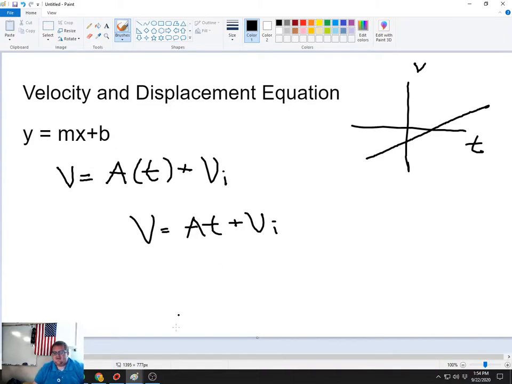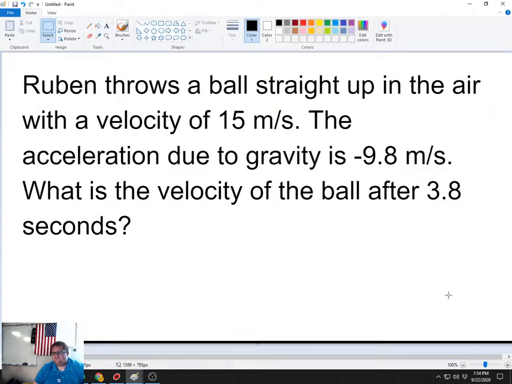Okay, so can we apply this? Let's see. It says here, Ruben throws a ball straight into the air with a velocity of 15 meters per second. The acceleration due to gravity is negative 9.8 meters per second. Uh-oh. That should say, and I'll have to change it on the slide, meters per second squared in order to be a unit of acceleration. I'm sorry about that. So acceleration due to gravity is negative 9.8 meters per second squared. What is the velocity of the ball after 3.8 seconds?